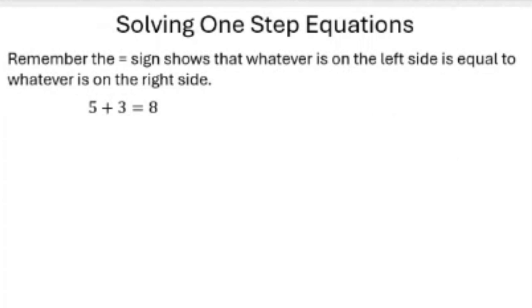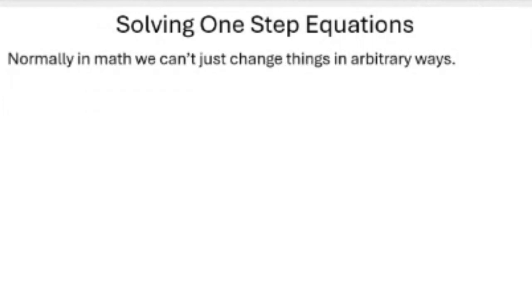Okay, so first thing we're going to remember here, that an equal sign simply means that whatever's on the left is equal to whatever's on the right. So there's a really simple example. 5 plus 3 is equal to 8. The thing on the left is equal to the thing on the right.